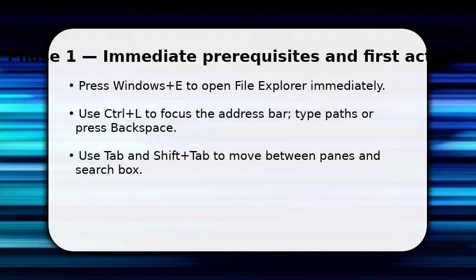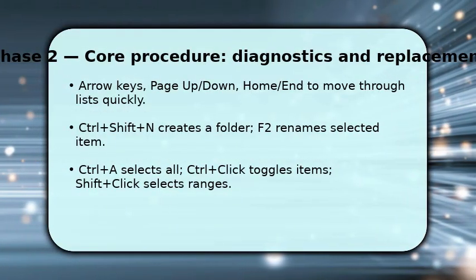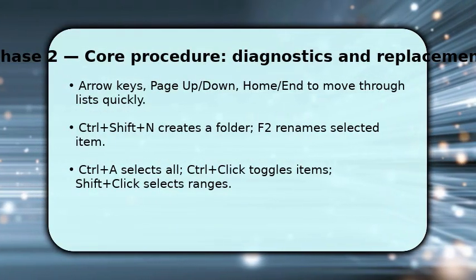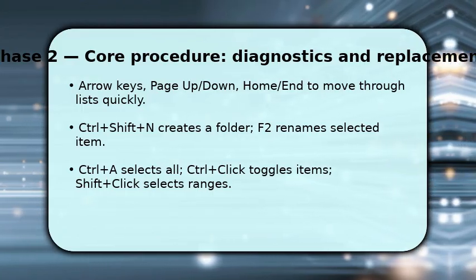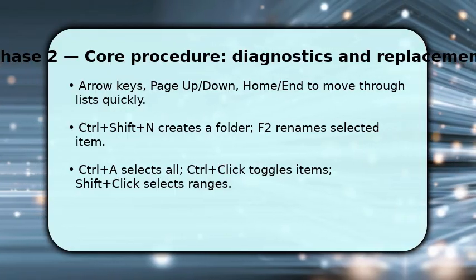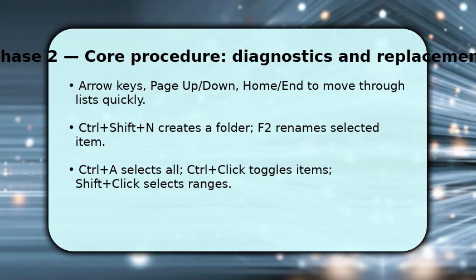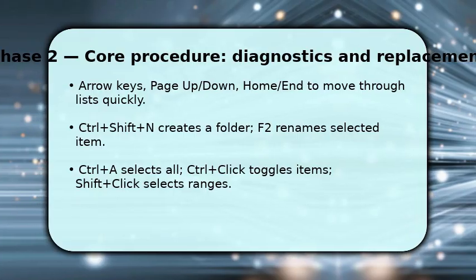Once you have focus in the file list, use arrow keys for fine movement and Page Up or Page Down for bulk jumps. Home and End go to the top or bottom. To create organization fast, press Ctrl plus Shift plus N for a new folder, then F2 to rename it. You can type immediately. Use Ctrl plus A to select every item, Ctrl plus click to toggle single selections, and Shift plus click to select a contiguous range.